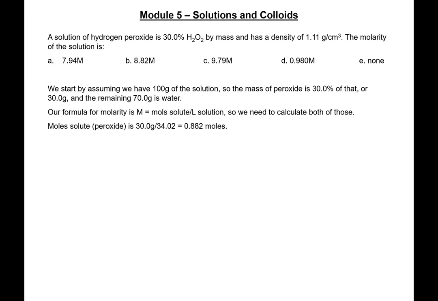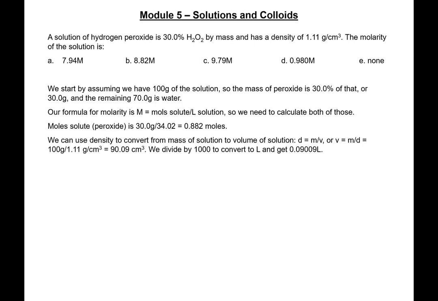All right, so this is straightforward for moles, because we know we have 30 grams for every 100 grams of solution, and it would be the same whether we had 100 grams of solution or 100 million gallons of solution. So we take our 30 grams, we divide it by the molar mass of peroxide, which is 34.02, and they give us the formula of hydrogen peroxide at the top, so you don't have to memorize anything. You can just calculate it. 30 divided by 34.02 is 0.882 moles.